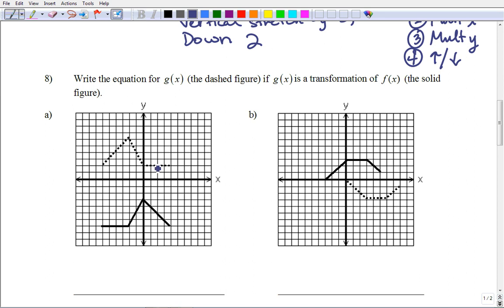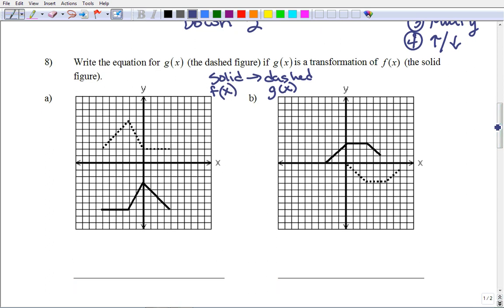All right, number 8. Write the equation for the dashed figure if g of x is a transformation of the solid figure. So that means we're going from the solid figure to the dashed figure. And that dashed figure, that's the equation we're writing as far as g of x. The solid figure was f of x.